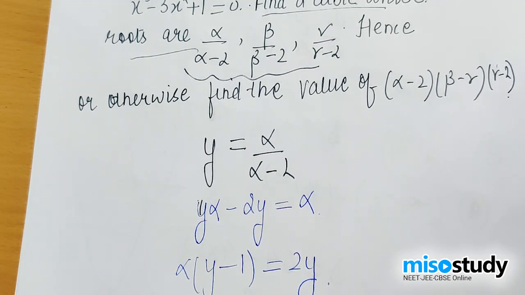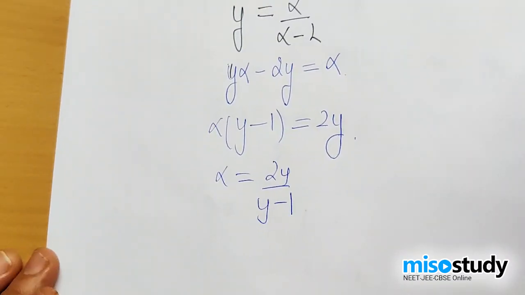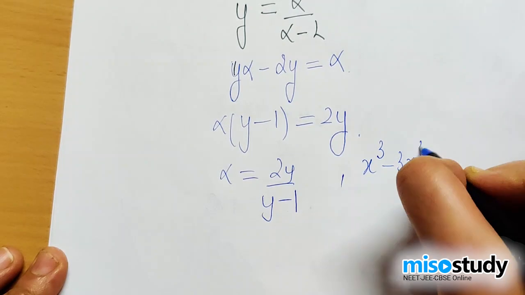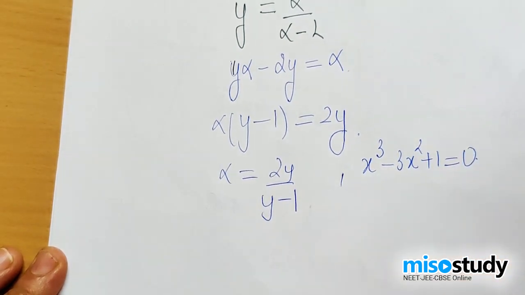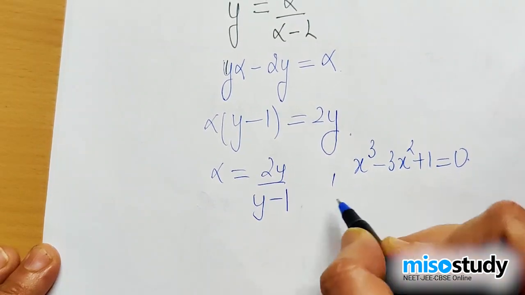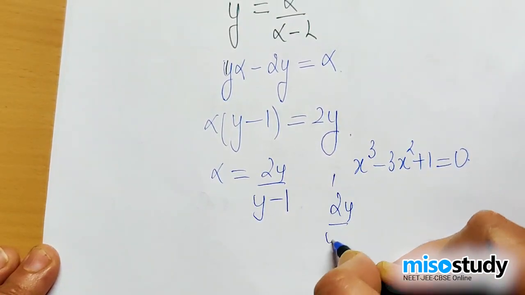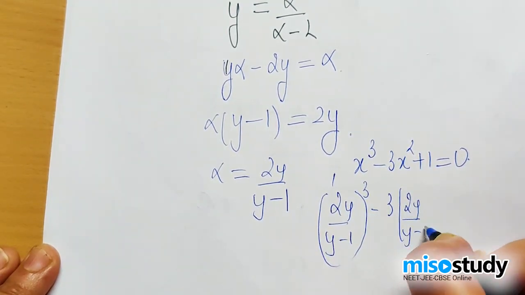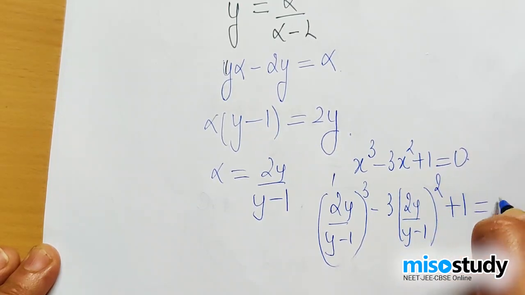I want to make a cubic having these roots, so I'll make a cubic in y. I assumed y is this, and from there I found alpha. Now alpha is a root of the given cubic equation, therefore it will satisfy the given cubic equation. Which is the given cubic equation? x cube minus 3x squared plus 1 equals 0. Since alpha is a root, it will satisfy it for sure. So let us substitute: 2y upon y minus 1 whole cube, minus 3 into 2y upon y minus 1 whole squared, plus 1 equals 0.